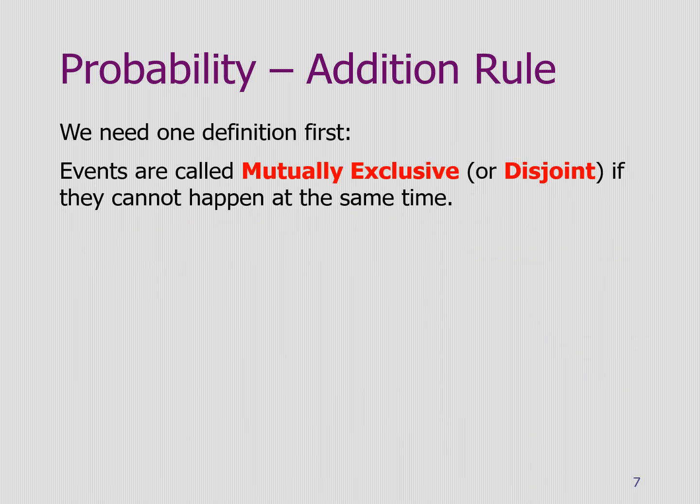One definition real quick, and this is going to affect how we calculate the probabilities. Events are called mutually exclusive if they cannot happen at the same time, right? Some books use the term mutually exclusive, some books use the term disjoint. They mean the same thing. What they mean is separate. Did I spell that right? It looks strange. Separate. Mutually exclusive or disjoint means separate. They cannot overlap. They cannot happen at the same time.